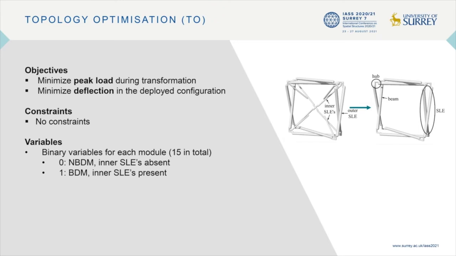To choose which modules to replace by non-bistable ones, a discrete topology optimization approach is proposed. Binary variables are used to assign a value 0 corresponding to missing inner scissor or 1 corresponding to present inner scissor to each module in the structure. There are 25 modules, however. Since there is some symmetry, the design variables can be reduced from 25 to 15. Similar to the shape and sizing optimization method, the NSGA2 algorithm is used to minimize the peak load and the deflection. The constraints are chosen to be taken into account only in the shape and sizing optimization step.